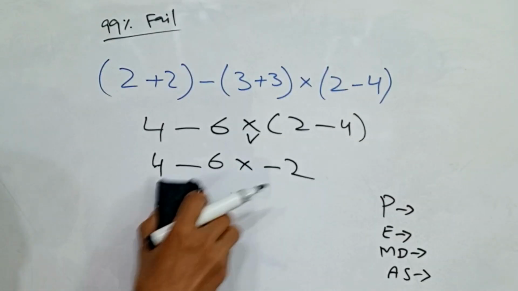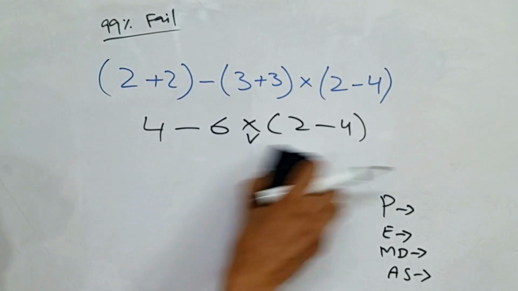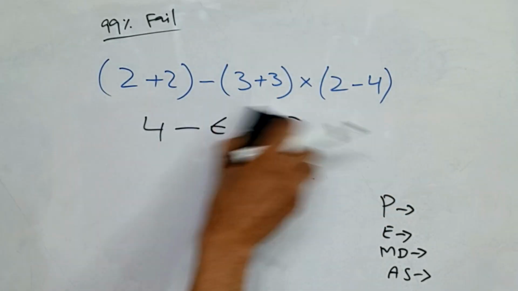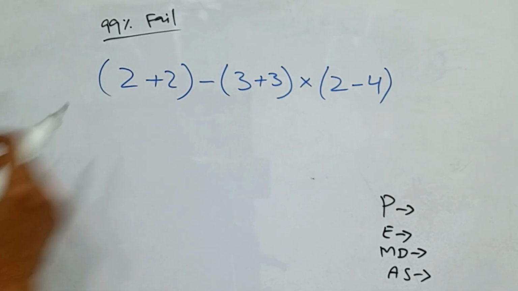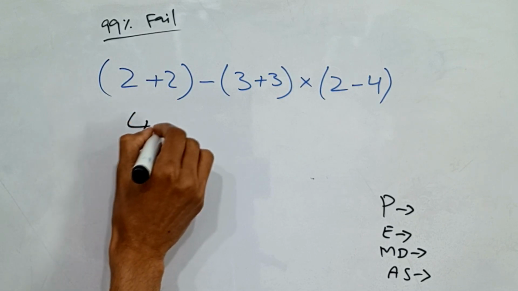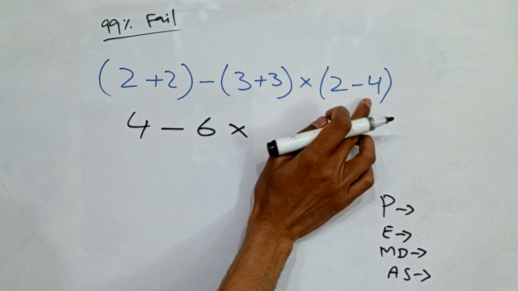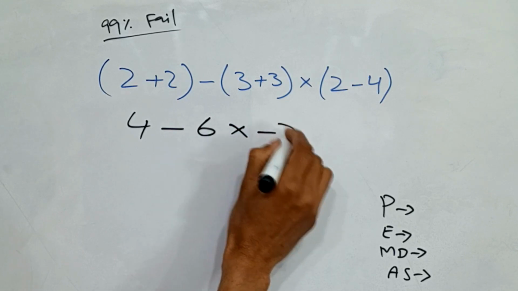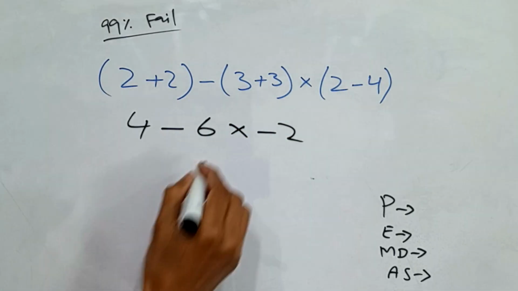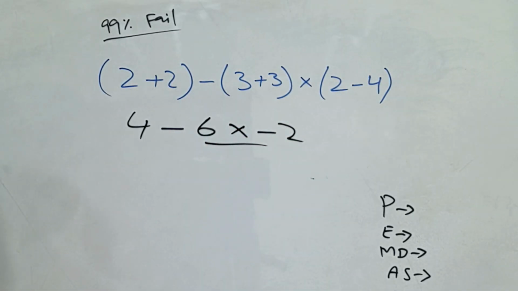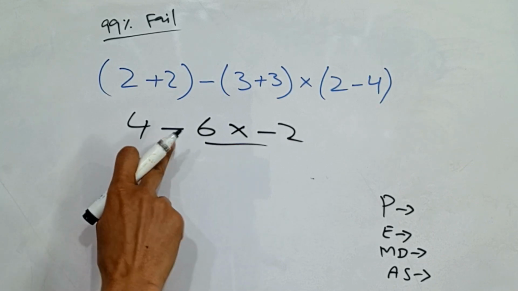Now let's solve this correctly. Okay. 2 plus 2 equals 4, right? Minus 3 plus 3 equals 6 times 2 minus 4 equals minus 2. Now multiply first. Multiplication must be done before subtraction.